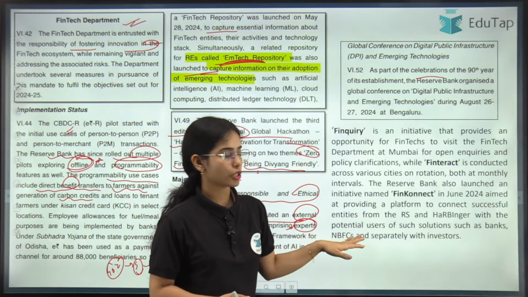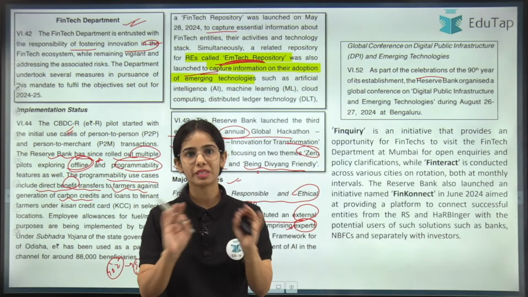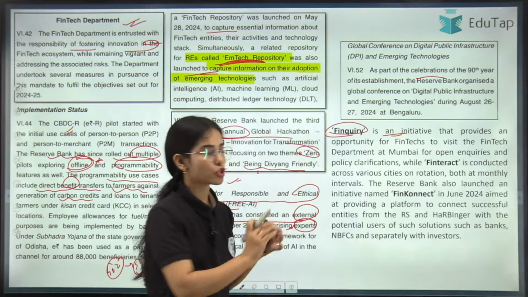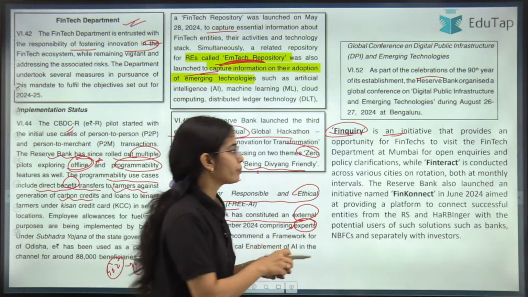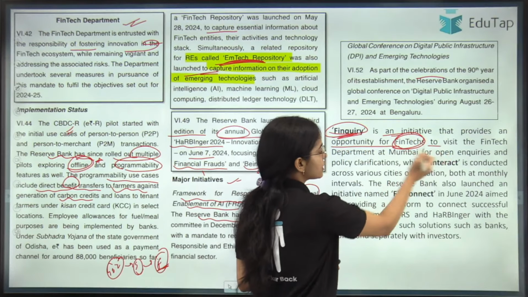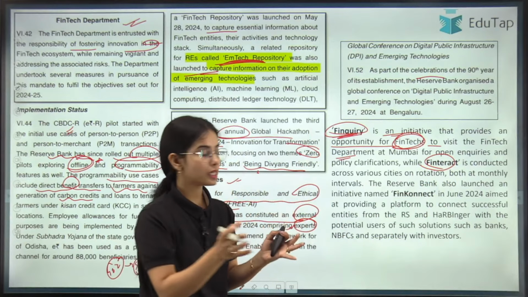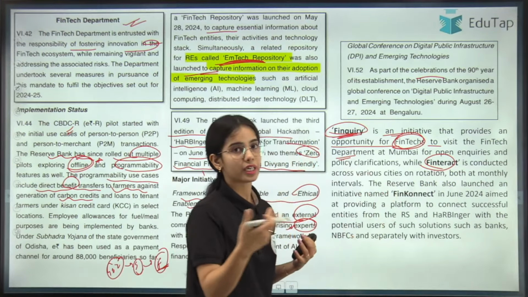Now these are some terminologies that were present in the annual report. At least you should know the basic idea of these terminologies. FinQuery is an initiative that provides an opportunity for the fintech companies to connect with the fintech department. FinTract is conducted across various cities to interact with the public, or to interact with the fintech companies also.